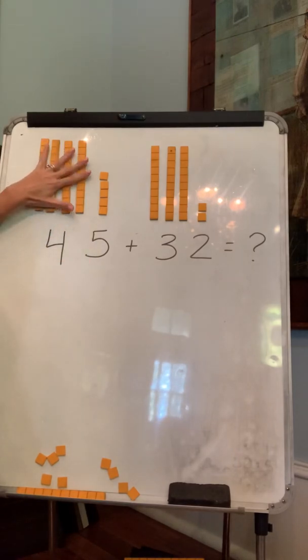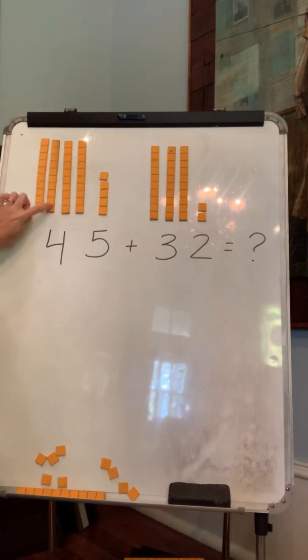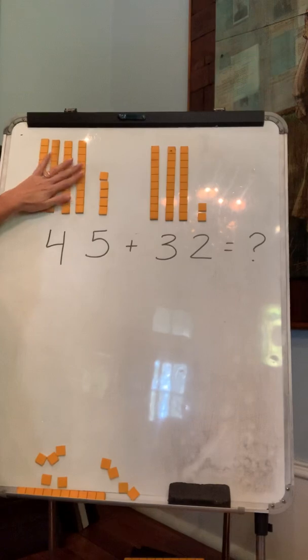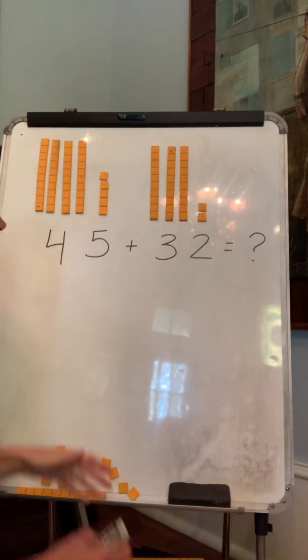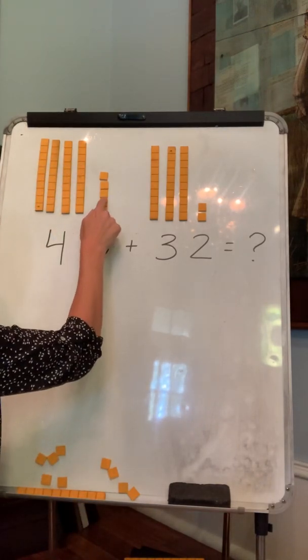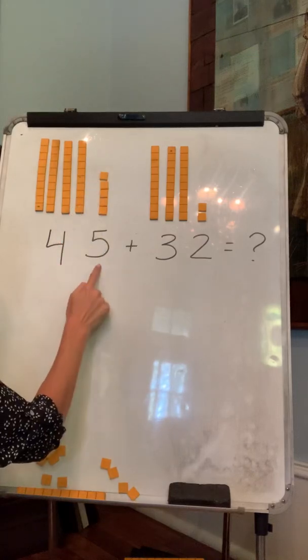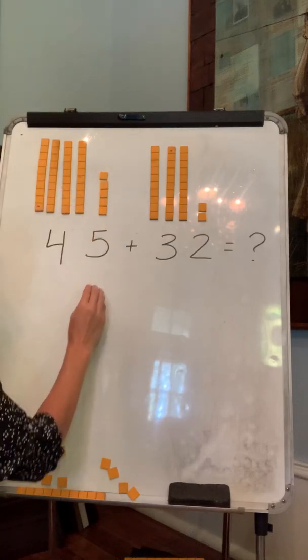45 means I have 4 tens. 1, 2, 3, 4 tens. 10, 20, 30, 40. So that's the same thing as 40. And then we have 5 ones. 1, 2, 3, 4, 5. So 45. 4 tens, 5 ones.